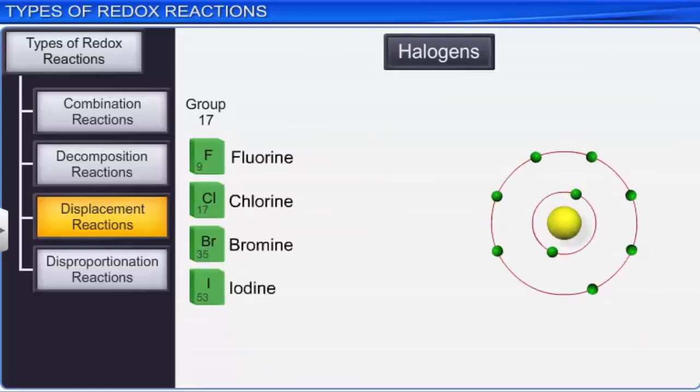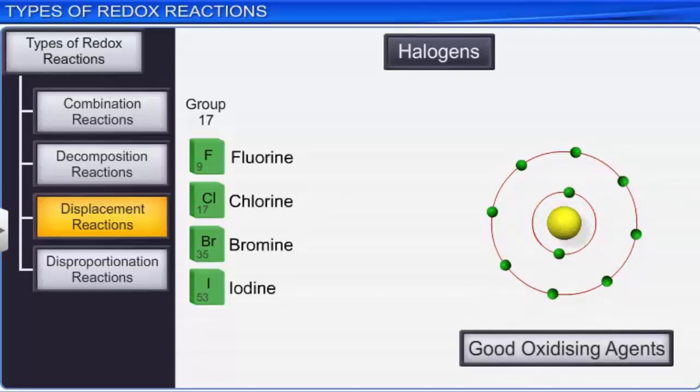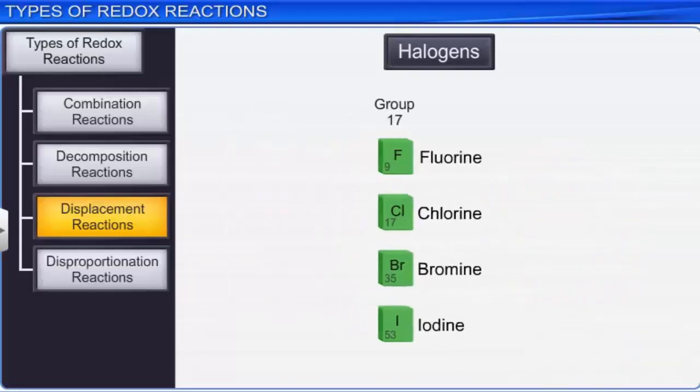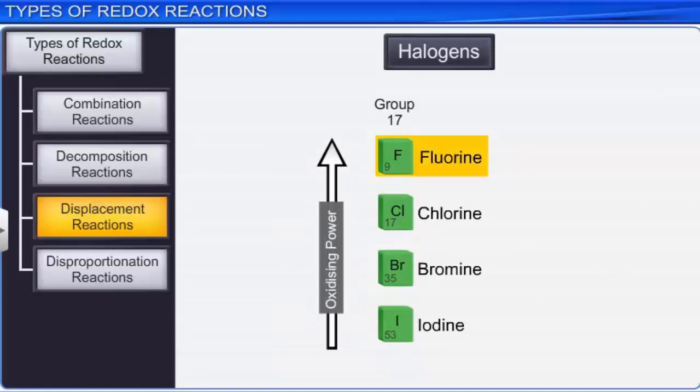These halogens have a tendency to accept electrons as they need an electron to complete their octet. This tendency causes them to be reduced. Hence, they are good oxidizing agents. The oxidizing power of these halogens reduces as we move down group 17, with fluorine being the highest and iodine being the lowest.